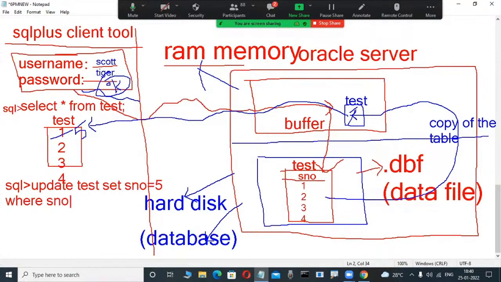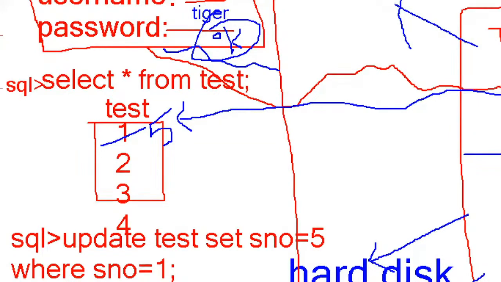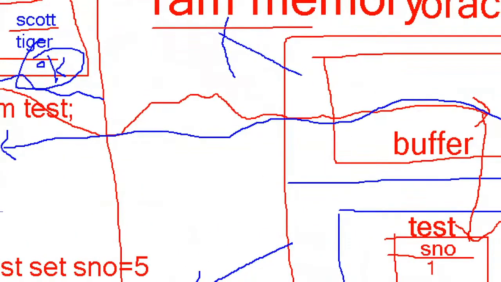Now where s number is equal to 1 like this. Whenever I'm typing about this update command, the update command is used to modify the data in a table. Whenever I'm typing this update command in the SQL Plus tool, this SQL language command, where will it be executed? In a buffer. Here in this buffer only it will be executed, not in a hard disk.